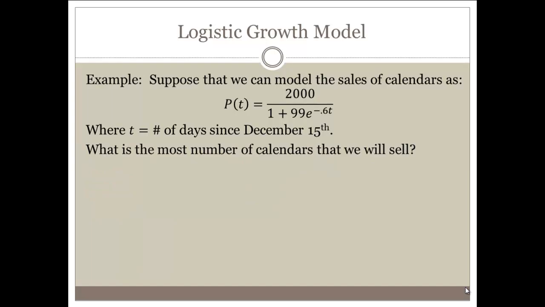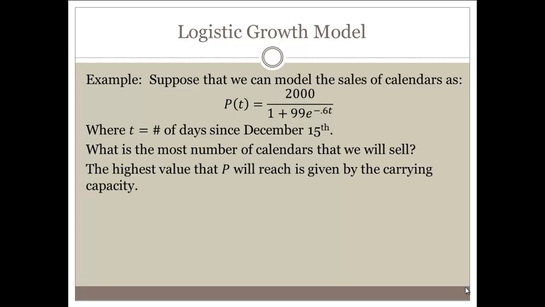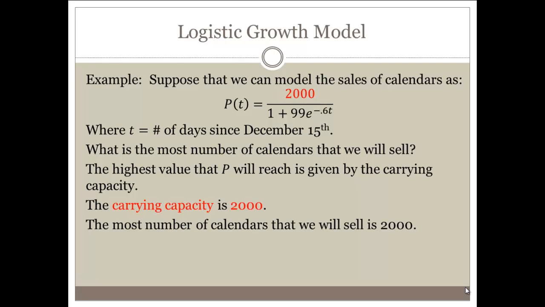Can we also use this model to find the most number of calendars that we will sell? The most that we will sell is the highest value that P will reach. This is given by the carrying capacity, which is 2,000. So the most number of calendars that we will sell is 2,000.